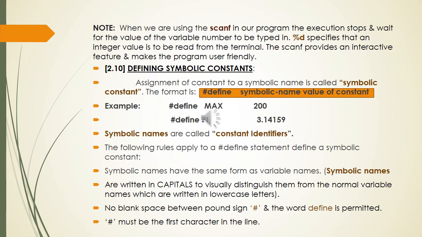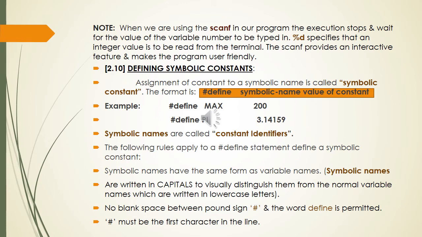Defining symbolic constant. Assignment of a constant to a symbolic name is called a symbolic constant. The format is #define, symbolic name, space, value of constant. For example, #define MAX in capital letters, we are assigning the value 200. Next, #define PI, value is 3.142 or 3.14159. Symbolic names are called constant identifiers.